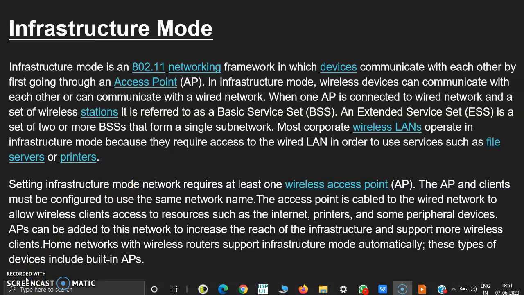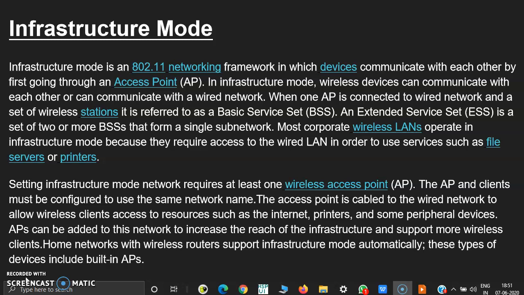The detailed description of the working of infrastructure mode of operation. As we already discussed, in this mode there is necessity of an extra hardware that is known as access point or central node for the proper functions to take place, as we can also see here. In infrastructure mode, wireless devices can communicate with each other or with a wired network only when one AP is connected to the wired network and a set of wireless stations.